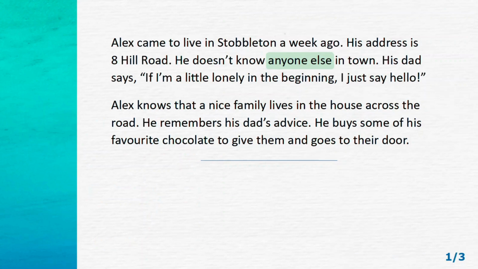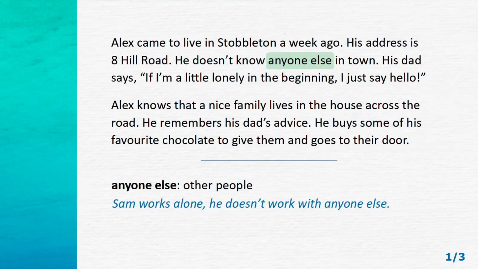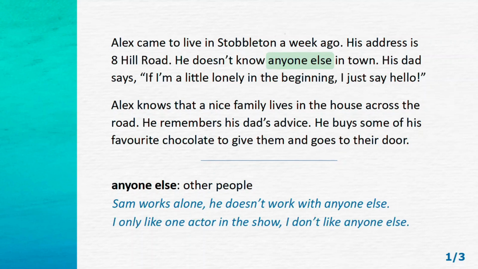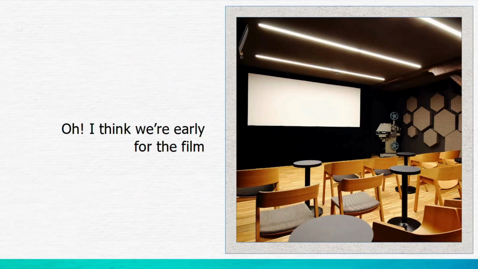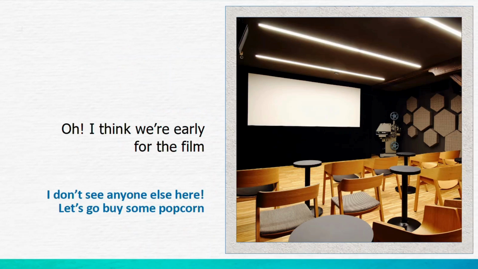Anyone else means other people. So Alex doesn't know other people in Stubbleton. Sam works alone. He doesn't work with anyone else. He doesn't work with other people. I only like one actor in the show. I don't like anyone else. Oh, I think we're a little early for the film. I don't see anyone else here. Let's go buy some popcorn.